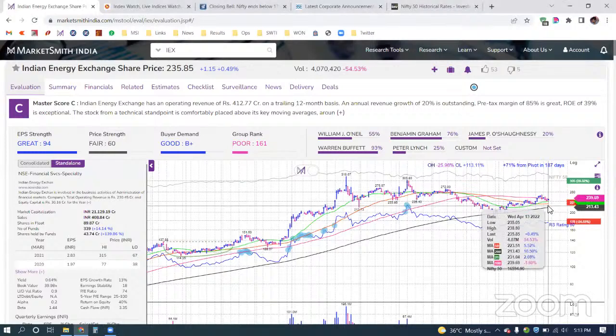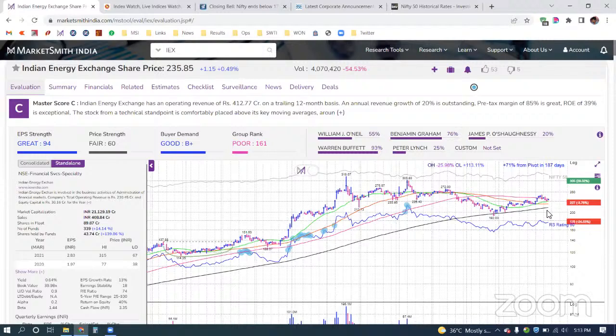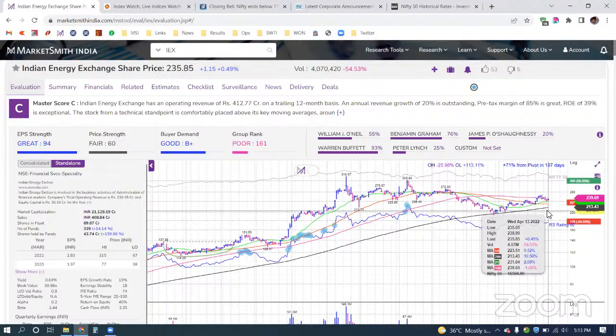And if you are holding the stock, you can continue to hold it and keep a tight stop loss of 5% from here. That is the 50 DMA. If that level is breached, you can consider exiting the stock.